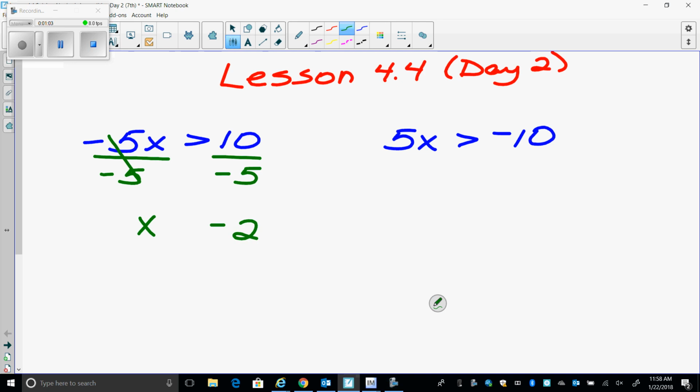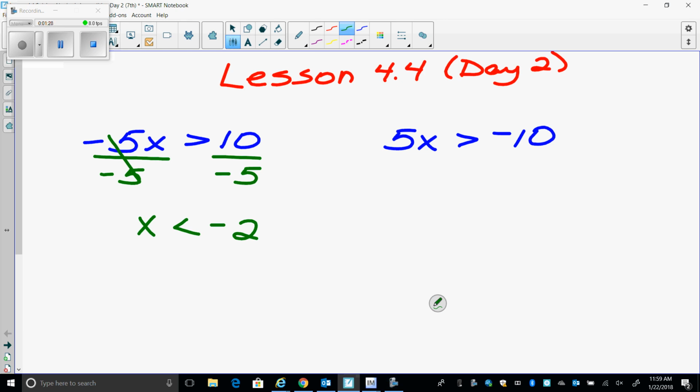And then what we said in class today is now you need to ask yourself a question. Do I flip or do I reverse the sign? Remember the rule is whenever you multiply or divide by a negative, that is when you flip the sign. So we did divide by a negative, negative 5, so our greater than symbol now becomes less than. That will give us the solution set for the value of x.